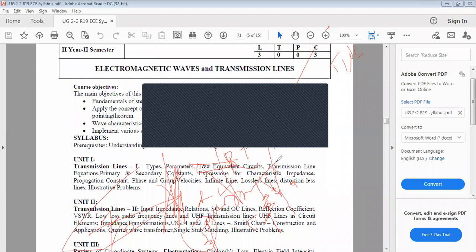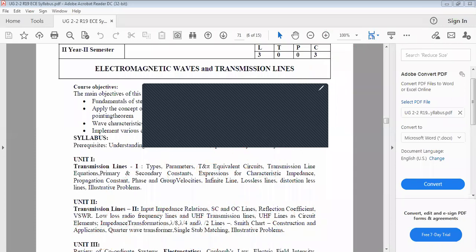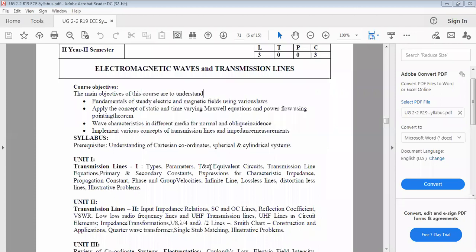Or consider R arm, same RL on both sides. See here, it looks like a T shape. From that, they classified the transmission line equivalent circuit as T type and phi type parameters, or T type and phi type equivalent circuits.